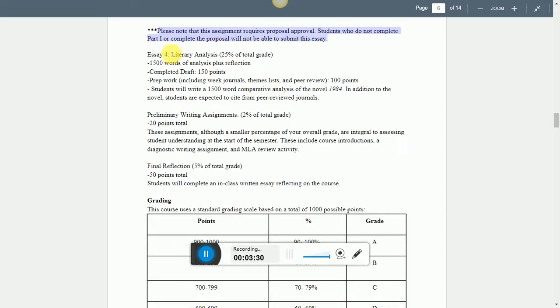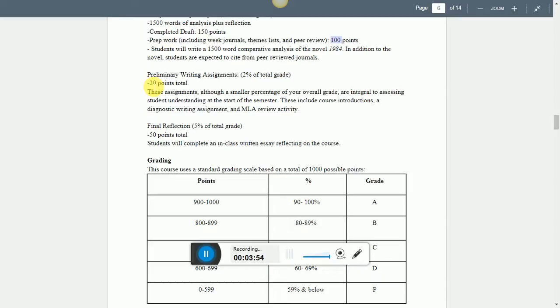And then essay 4 is a literary analysis essay worth about 25% of your total grade. The final draft will be 150 words, and then the work leading up to the final draft will be 100 points, so 250 points total. And that will focus on the novel 1984.